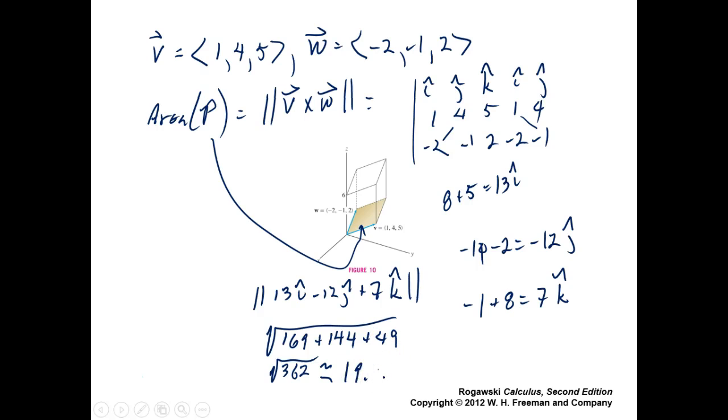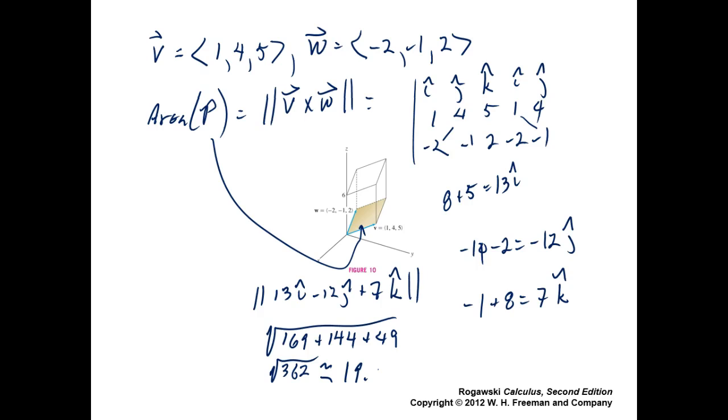Oh, let's just leave it around 19. Okay. Around 19. Yeah, that's what they did too. Approximately 19. That's the area of the parallelogram. Okay. The vertical leg of the parallelepiped is the vector 6K. The vertical leg of the parallelepiped is 6K.